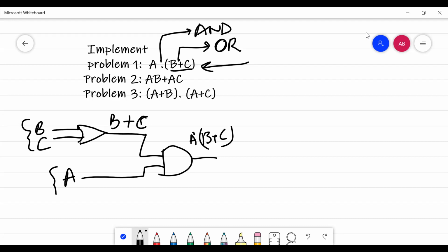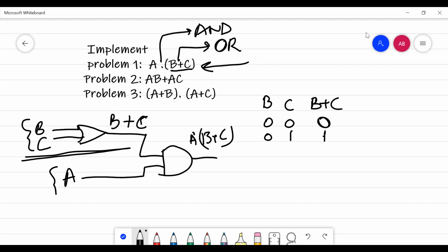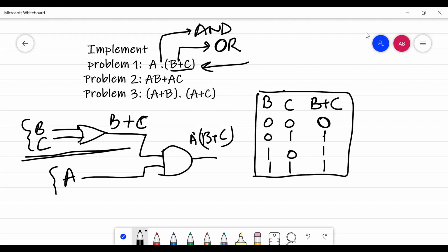So let's first design the circuit only for how this is going to react. Because this is an OR gate, two inputs B and C are there and the output will be B plus C. So here you can see that when both are 0, output should be 0 because this is OR. If even one is high, output will be high. Similarly, one is high, output is high; both are high, output will be high. So this is how we are going to get the output of B plus C.